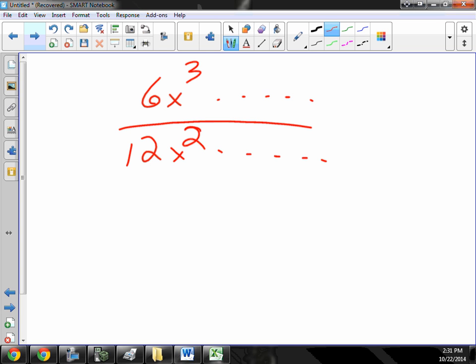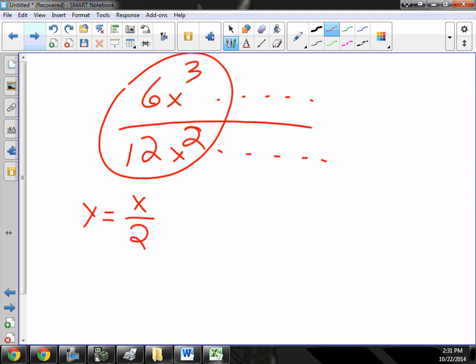Okay. Now, the entire function is really close to this. And if I simplify that down, I get x over 2. Okay, this is where it gets a little confusing.